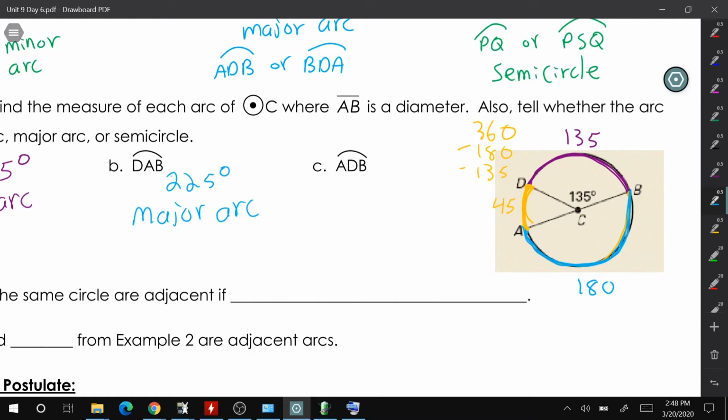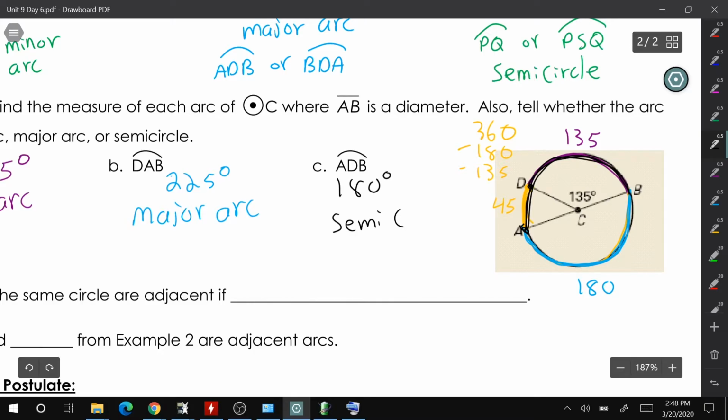And then ADB, just like on the previous page, ADB is a semicircle, so it's 180 degrees.